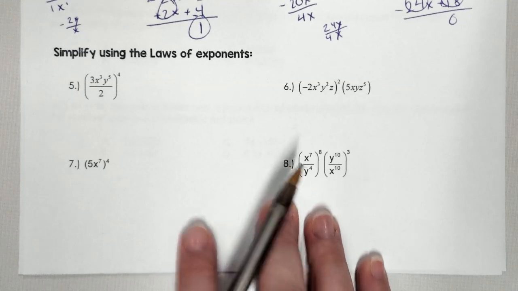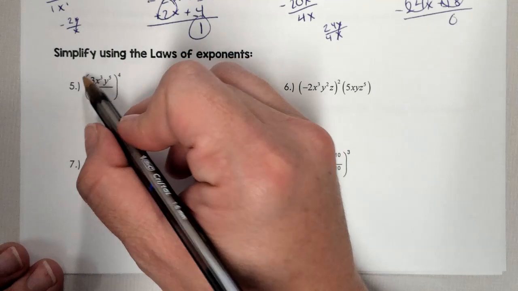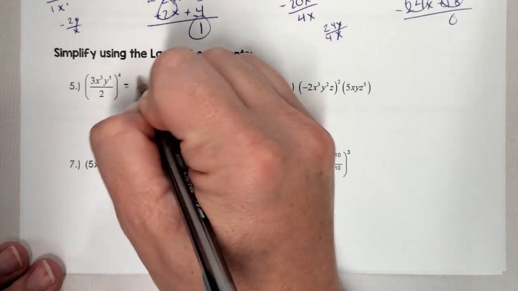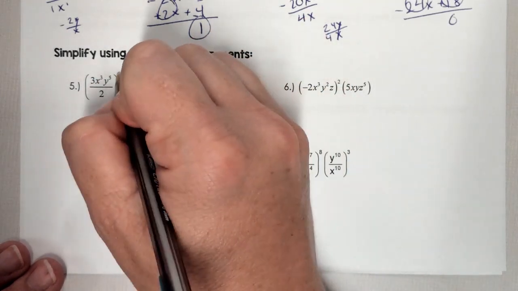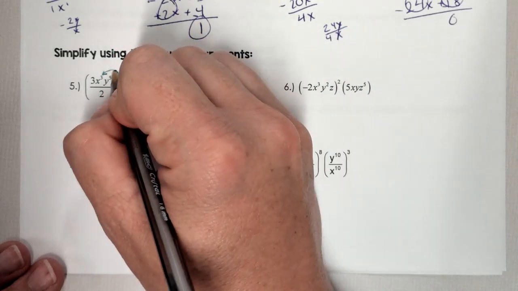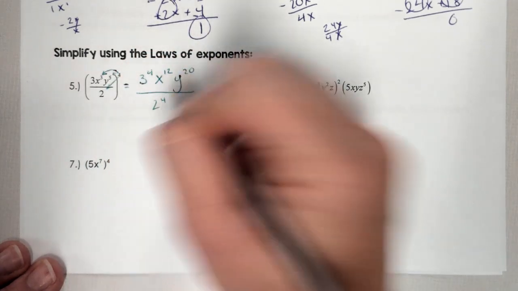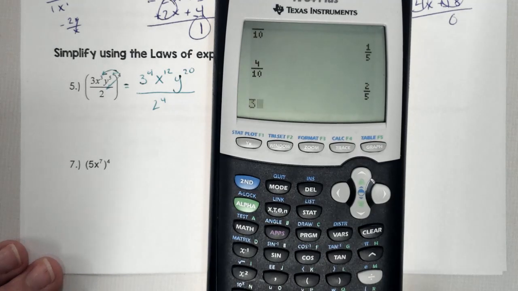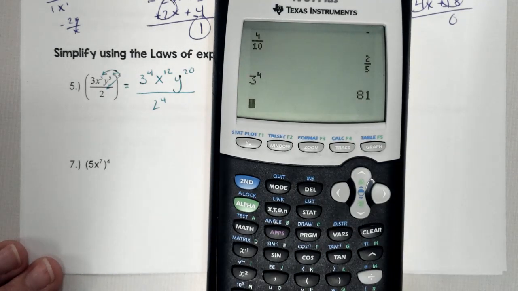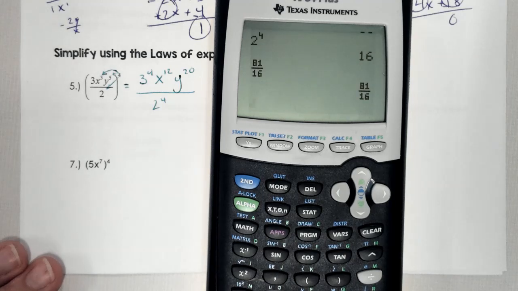Okay, so now we're looking at laws of exponents by simplifying using the laws of exponents. Here we have power to a power, so I need everything to go to the fourth power. Well, that's technically 3 to the fourth power, and then power to a power means multiply exponents. So 3 times 4 is 12, 5 times 4 is 20, and then 2 to the fourth power. Well, 3 to the fourth power is 81, and 2 to the fourth power is 16. Make sure that doesn't simplify, and it does not.